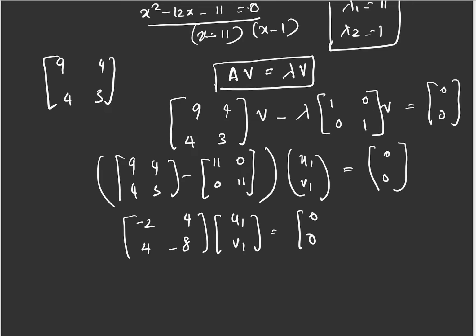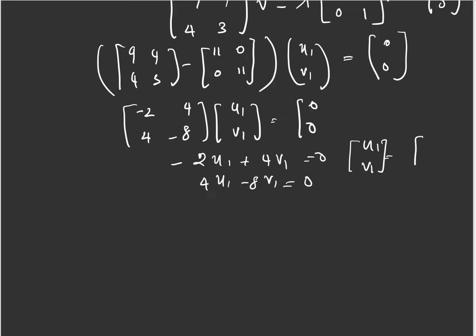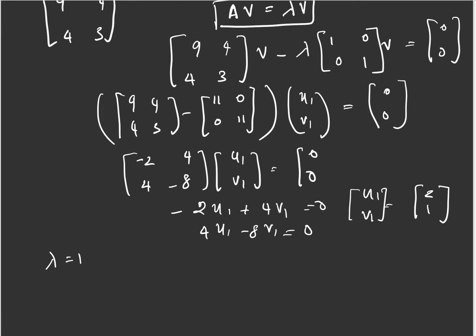Then simplify this equation. You will get two polynomial equations: minus 2u1 plus 4v1 equals 0, and 4u1 minus 8v1 equals 0. By simplifying, I end up with my eigenvector u1, v1 equal to 2 and 1. Similarly, by substituting lambda equal to 1, I can calculate another eigenvector u2, v2, which will be minus 1 and 2.